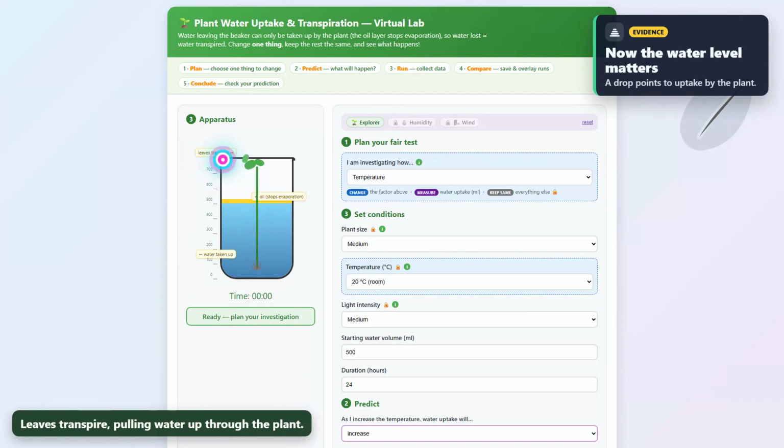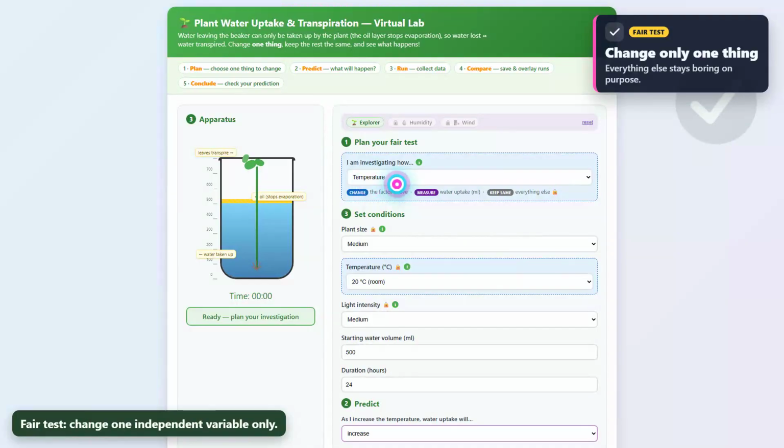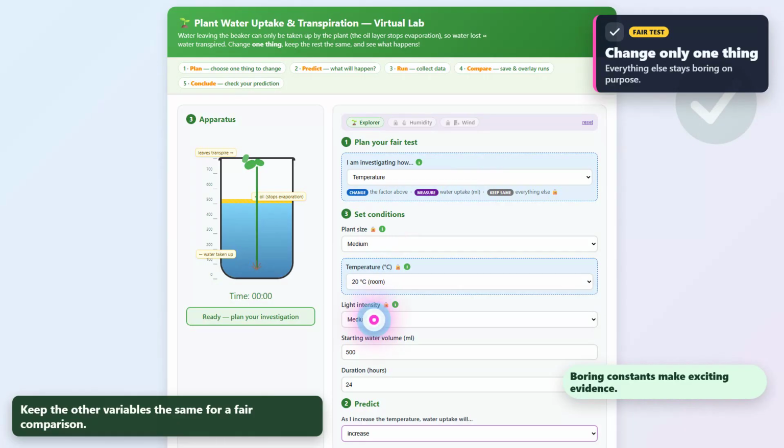Start by thinking like a scientist. Choose only one independent variable to change. In this first comparison, keep plant size, light, humidity, wind, starting water volume, and duration the same. Change only the temperature. This makes the investigation a fair test.